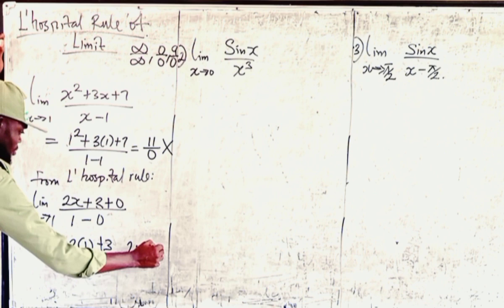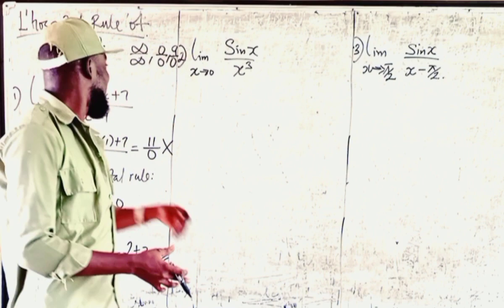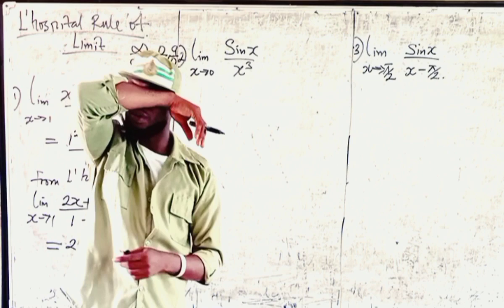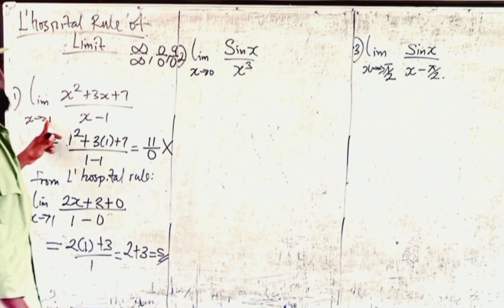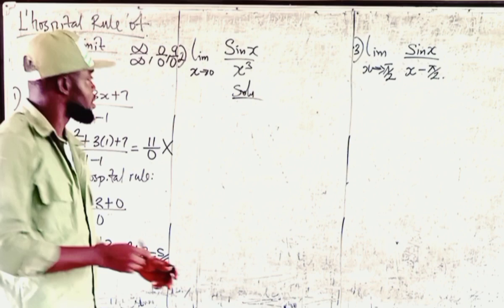So the next question is this. As simple as this, but you must check if the direct substitution method can solve the problem. Because if the direct substitution method can solve it and you go and use the L'Hôpital method, it will be wrong. So the first method you apply is direct substitution, which means anywhere you see x, you place 0 there.